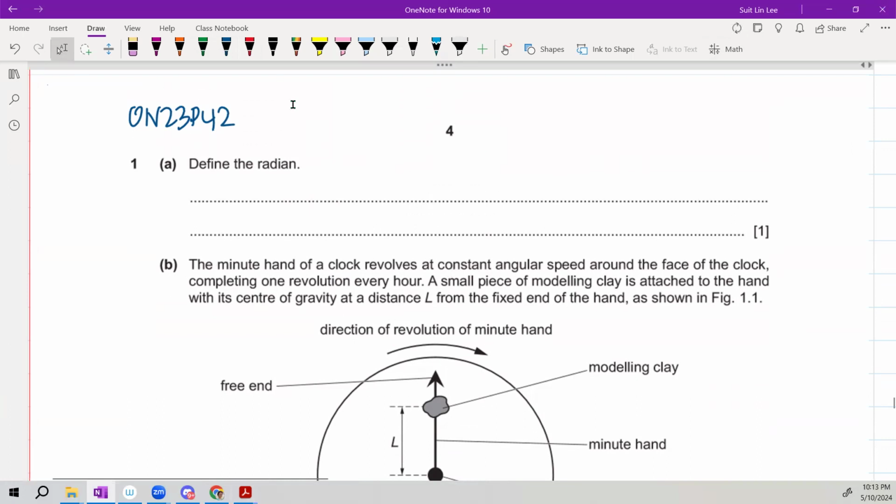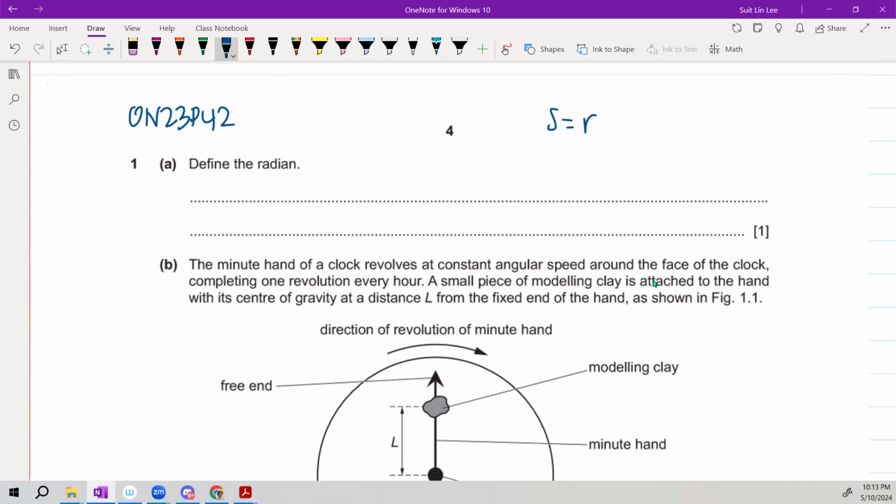Okay, so this one, the definition of the radian, you use S equals R theta. If S is equal to R, theta will be equal to 1. So S equal to R, meaning if you have a circle, this is R, this is S, they are the same length. This angle is 1 radian.